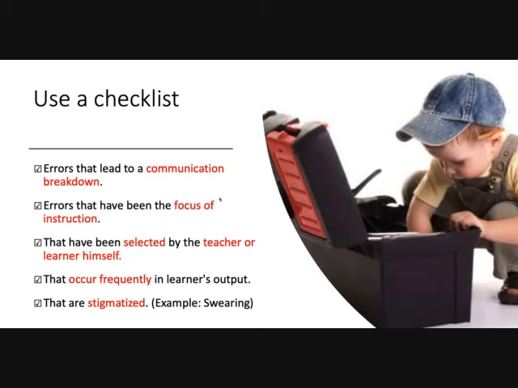Next, are there any errors that have been the focus of instruction? Is there something that you've really been working on with the class? If they're not getting that, then that's what you have to go back and focus on and reteach. Then, are there any errors that have been selected by the teacher or learner themselves?